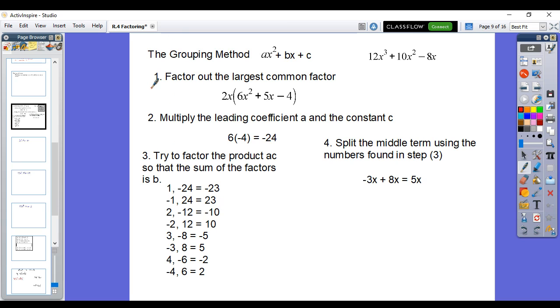First thing we said, like we always do, we always factor out the greatest common factor. So in this case, it was 2x. That's how we end up getting 6x squared plus 5x minus 4.